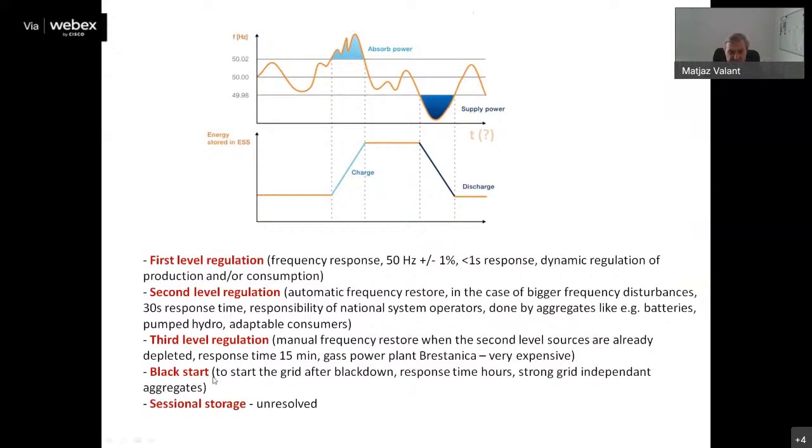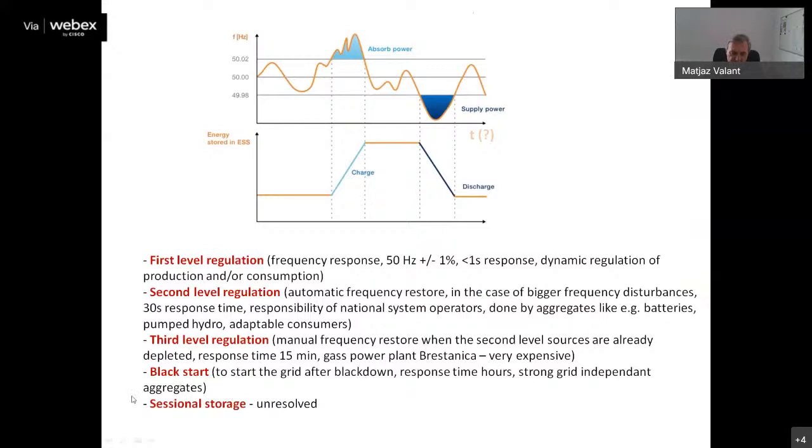There are still other things. We need some reserves to assure black start. If, by some accident, we go into a blackout, then we need to restart our system. So we need reserves to start our grid in that situation.